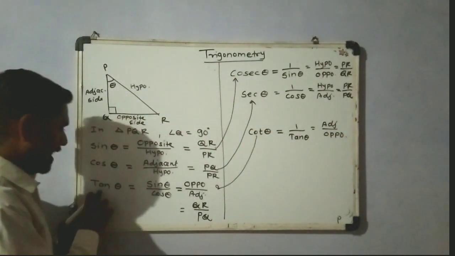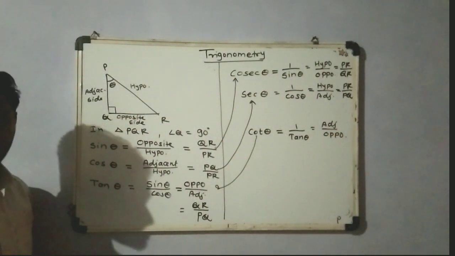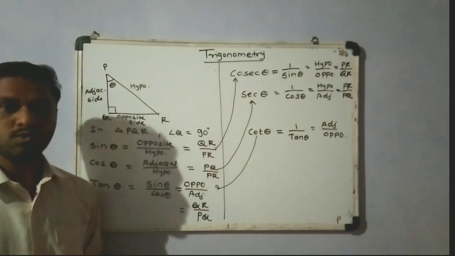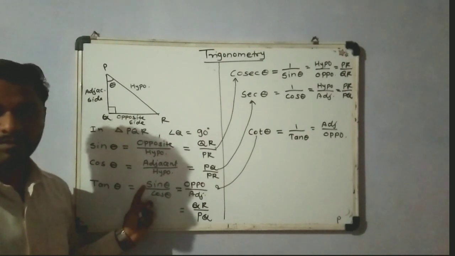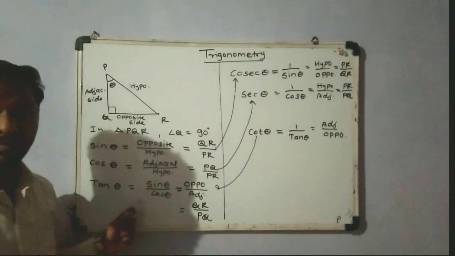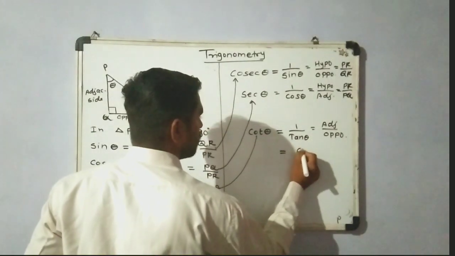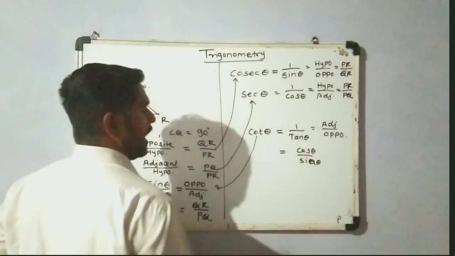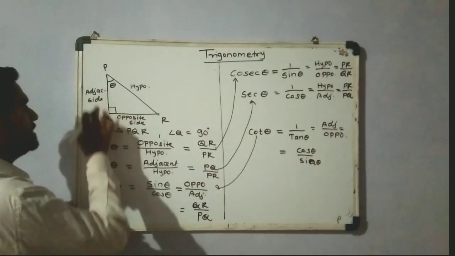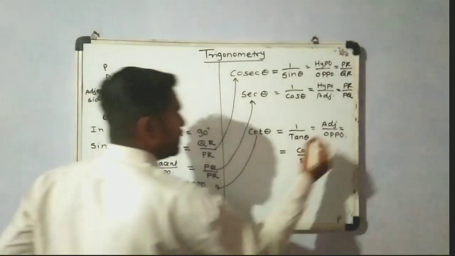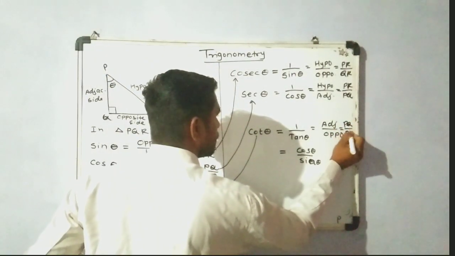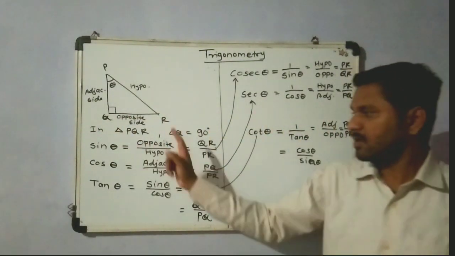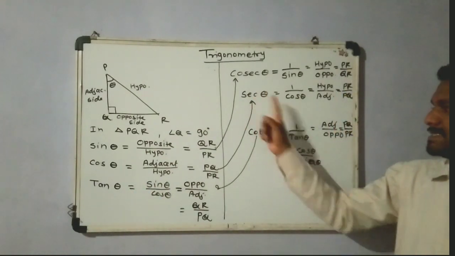But there is one more formula for tan theta. Tan theta is nothing but sin theta upon cos theta. So cot theta is the reciprocal of tan, and we take the reciprocal of sin theta upon cos theta. Its reciprocal becomes cos theta upon sin theta. According to the figure, the adjacent side is PQ and the hypotenuse is PR, so PQ upon PR. Okay, so these are the 6 trigonometric ratios: sine, cos, tan, cosec, sec, cot.